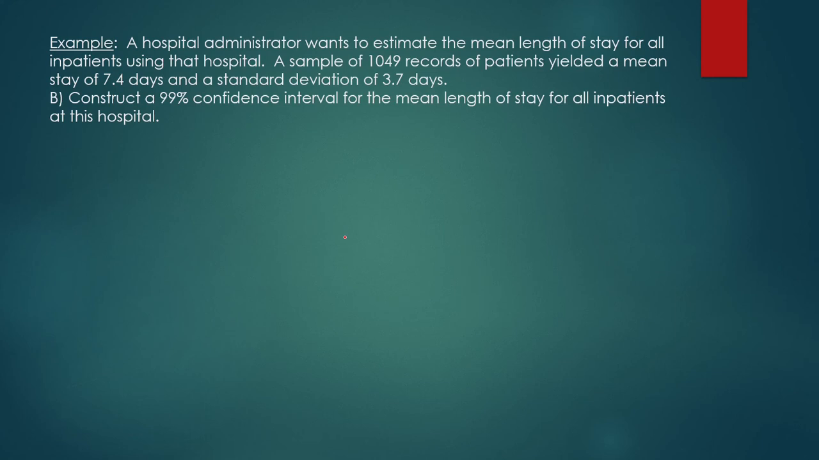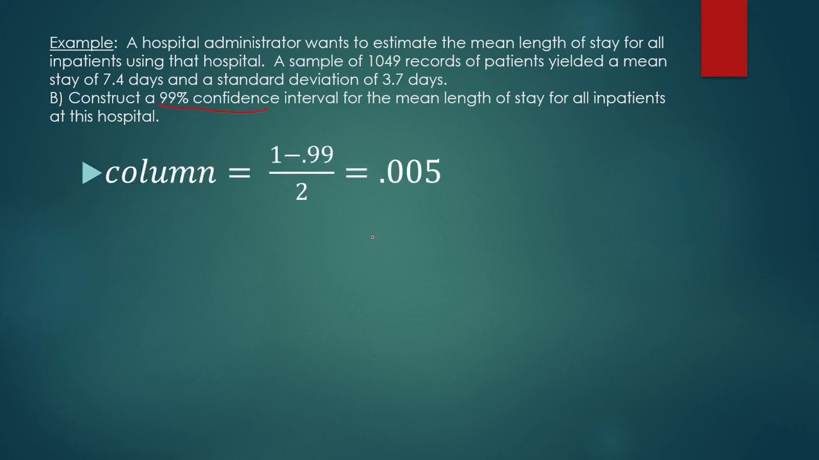Now we're going to try part B, which is to construct a 99% confidence interval for the mean length of stay for all inpatients at this hospital. So instead of 95%, we're doing a 99% confidence interval. So again, we're going to calculate the column, which is 1 minus the level of confidence divided by 2. And this is going to be the column we're going to use, 0.005.